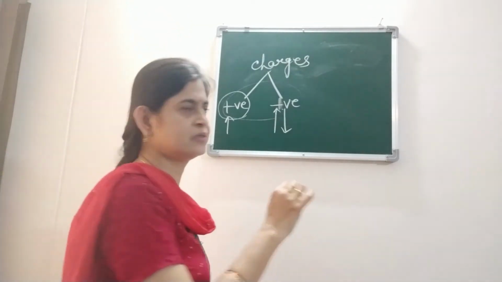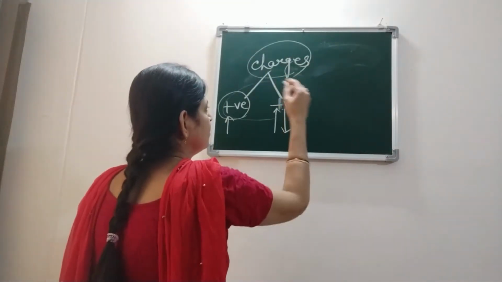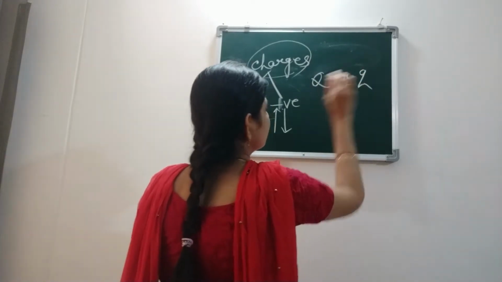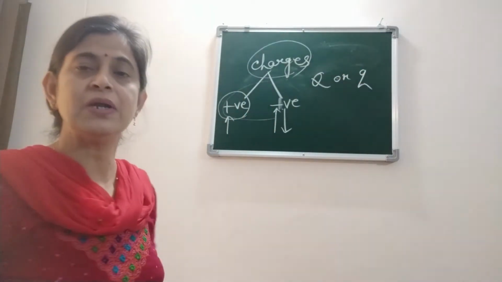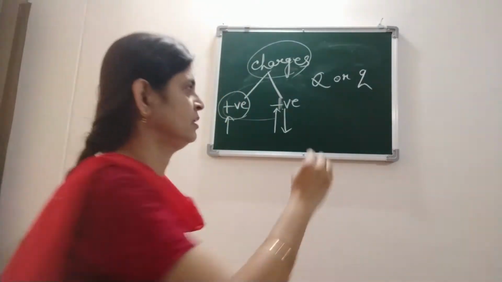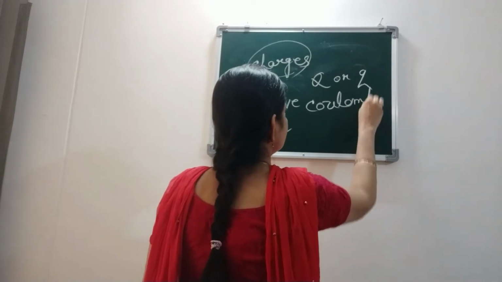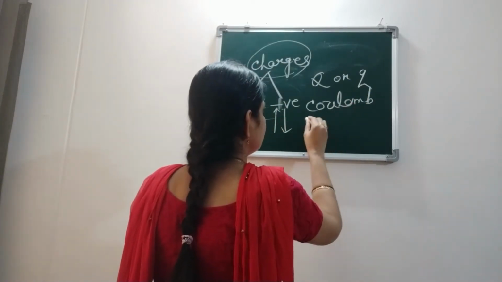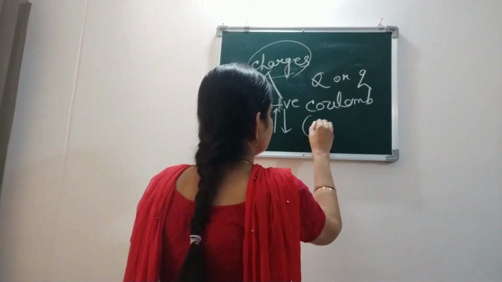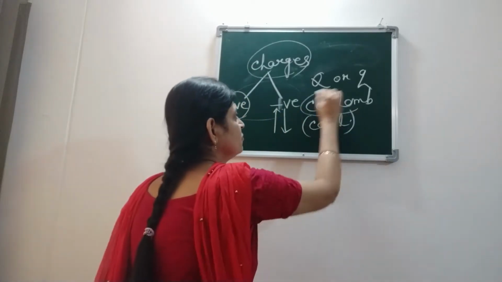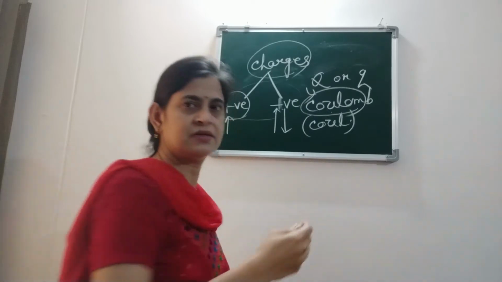Generally, we denote charge by the symbol capital Q or small q. And what is the unit of charge? That is the Coulomb, C-O-U-L-O-M-B, or in short form, we can write C. So this is the unit of charge.